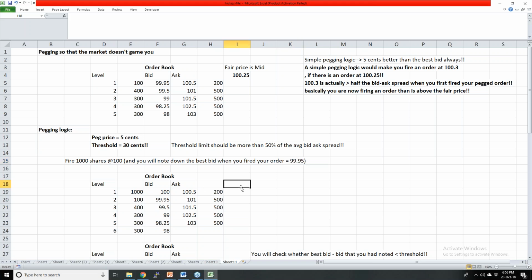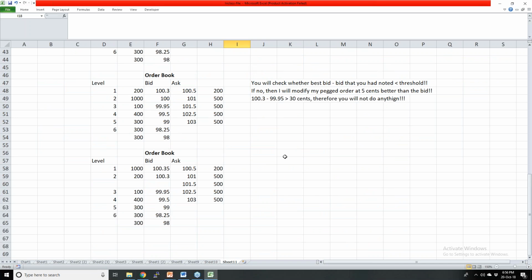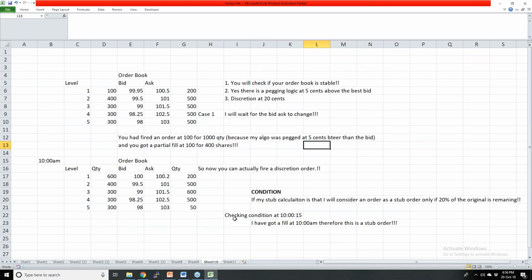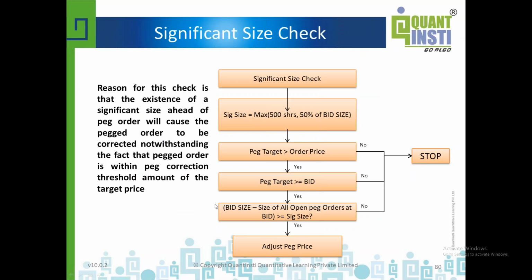So the bid decrease logic is if you have a stub order, if you get a partial fill, I'm just saying that you can fire in a logic where you just go 5 cents below the best bid, or your existing order, so that you get a better price. That's pretty much it. Pegging is used only if you want to expedite the firing. So that's actually for discretion.